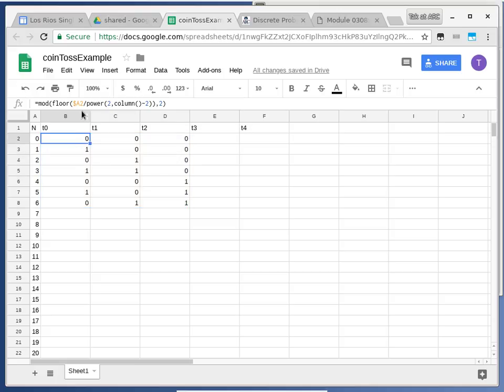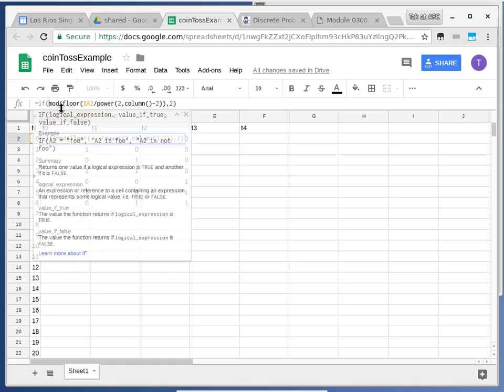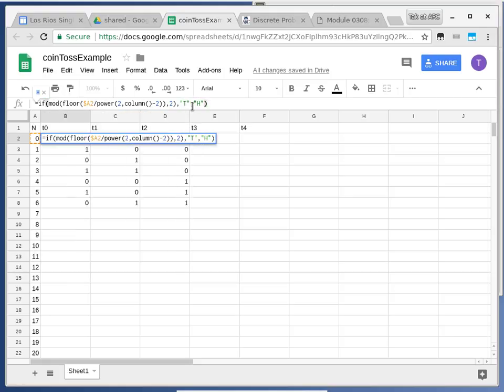Okay, but we want to look at these as heads and tails, not zeros and ones, right? So now we can do a conditional statement. So we can say if this is non-zero, it is a tail. And if it is a zero, it is a head, okay, because of the shape of the digit. So we have a head here, and then we can go all the way to the end, and then just replicate everything down here.